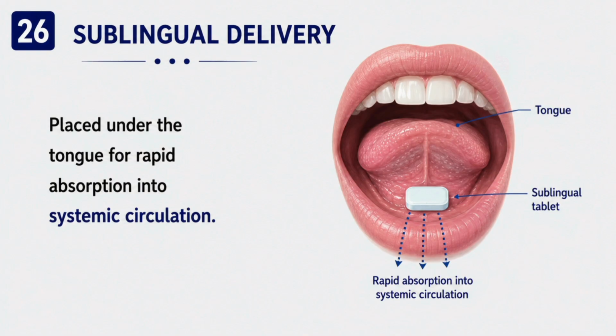Now remember an important distinction here. Buccal means cheek, sublingual means under the tongue. Students often confuse these two. A simple memory trick is B for buccal and B for side of the mouth. S for sublingual and S for space under the tongue.